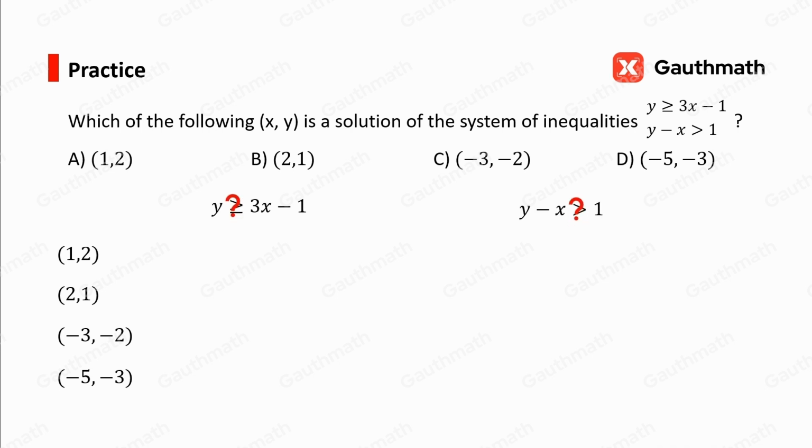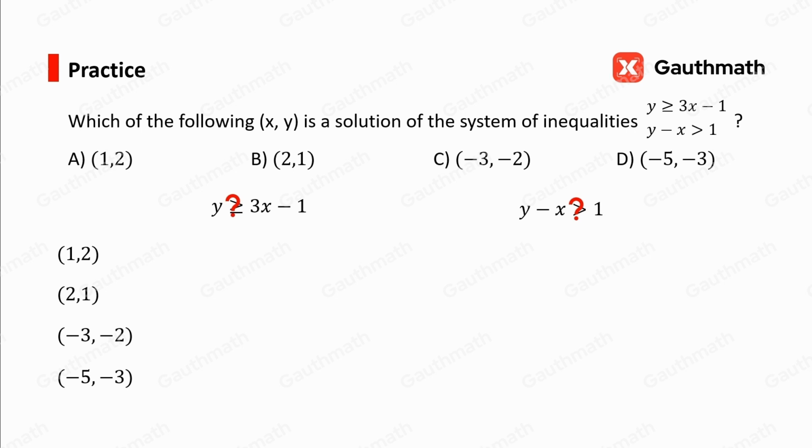Remember, when we substitute the x and y values into both inequalities, they must make both inequalities true. Not just one, both of them. If they make both inequalities true, then that's a solution. If not, then it's not a solution. So the first one, x equals 1 and y equals 2.